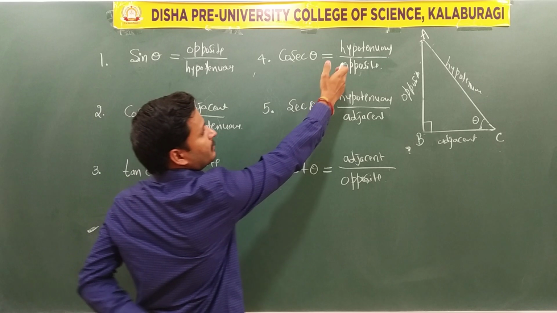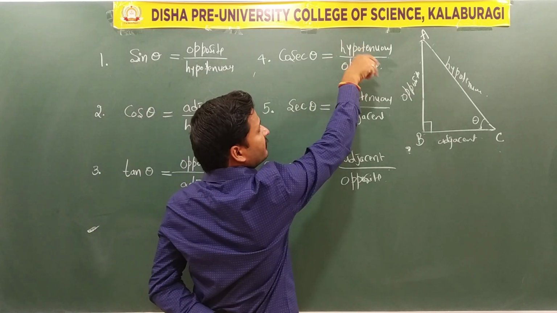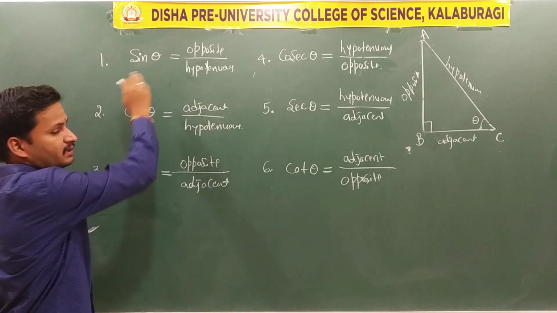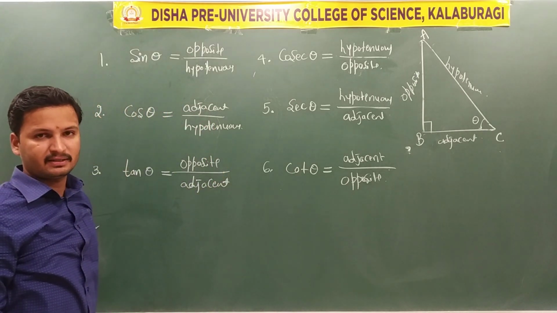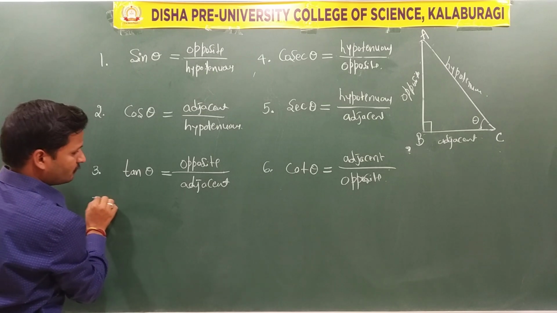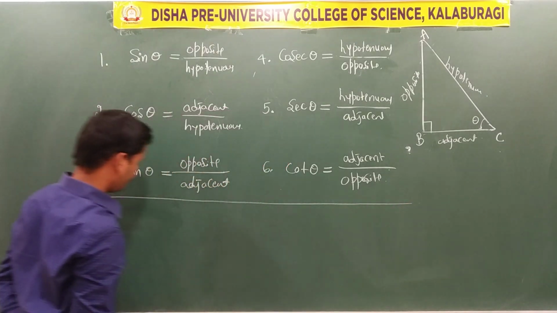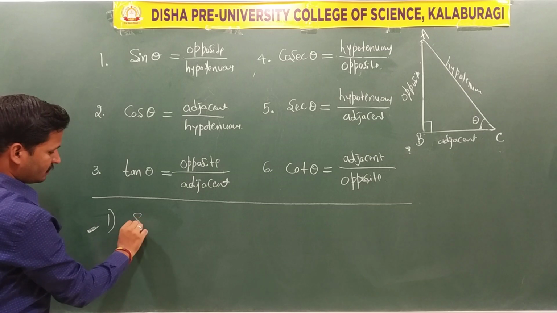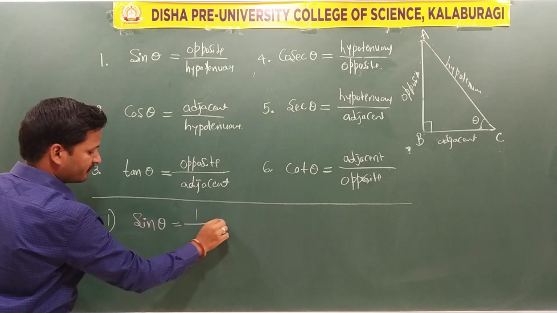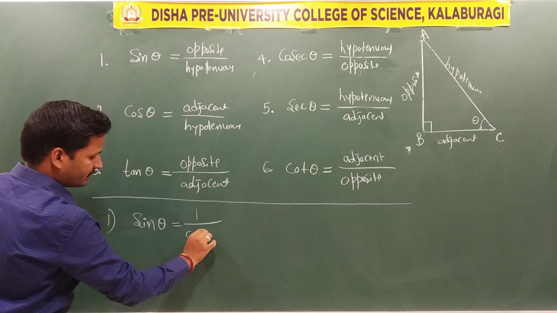We can write this as 1 divided by opposite divided by hypotenuse, which is the same as sine theta. Is it right? So here I will give the relations. First one is sine theta, which is equal to 1 divided by cosecant theta.